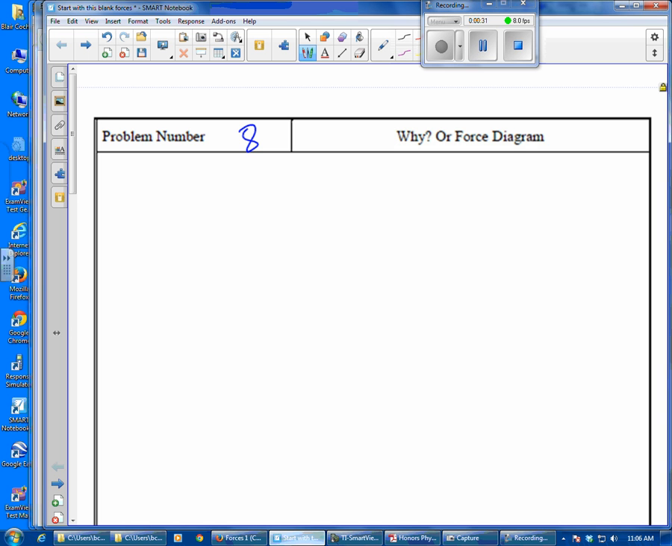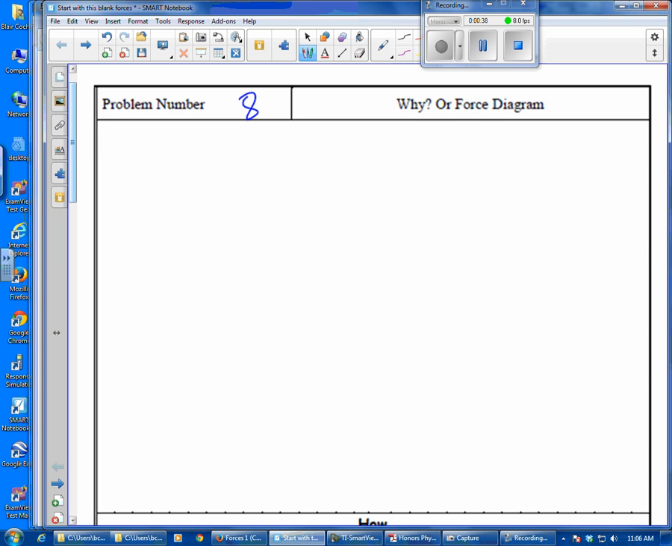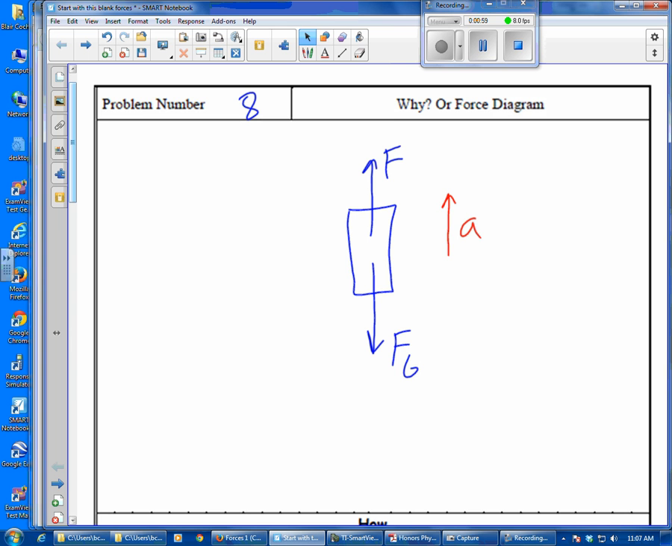I'm going to start by doing my force diagram, which is my Y, no writing needed. So, here's my bag of stuff. It's going to have its weight down. It's near the earth. I'm applying a force upwards on it, and it is accelerating upwards also, it tells me. So there is my force diagram.